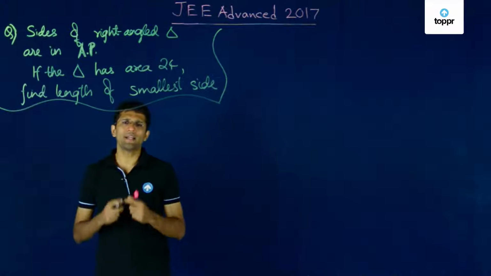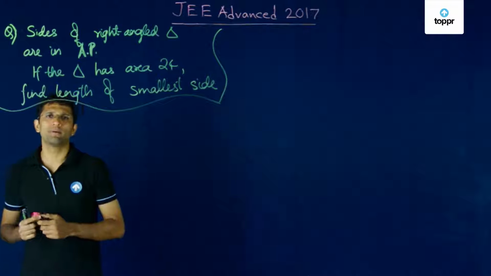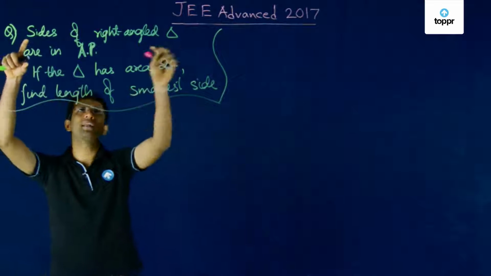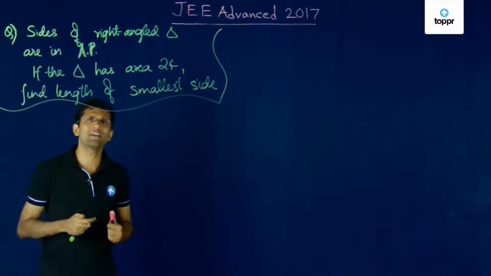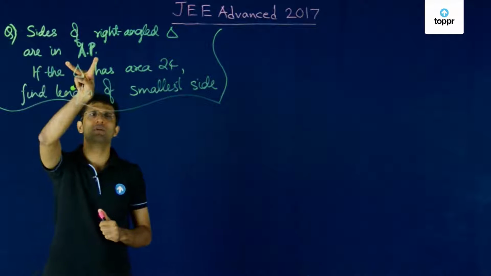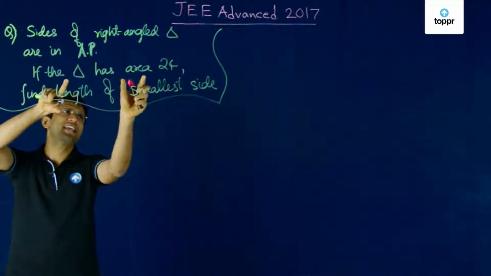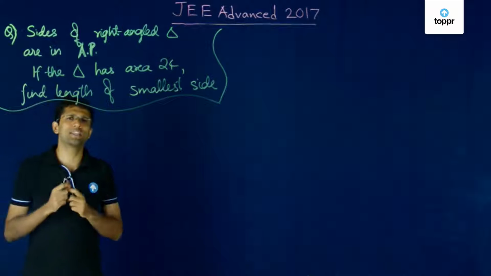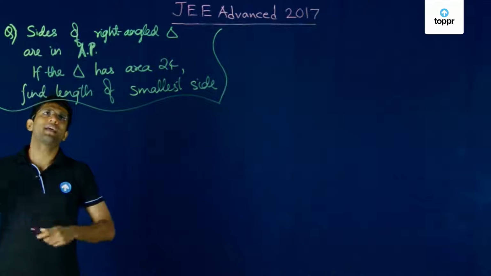Let us look at yet another question of the IIT JEE 2017 advanced paper. The question says that sides of a right angle triangle are in arithmetic progression. So we have been given a right angle triangle whose sides are in arithmetic progression. Further, if the triangle has area 24 square units, then we have to find the length of the smallest side. Now let us look at this question and try to solve it.